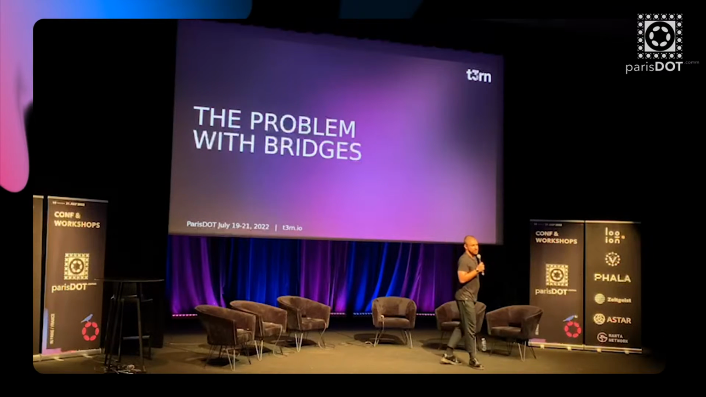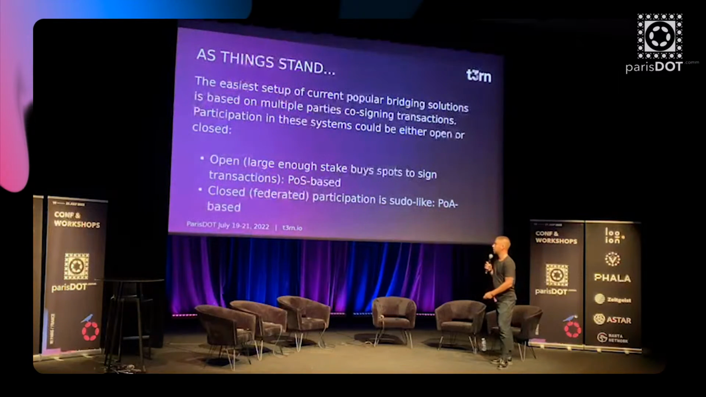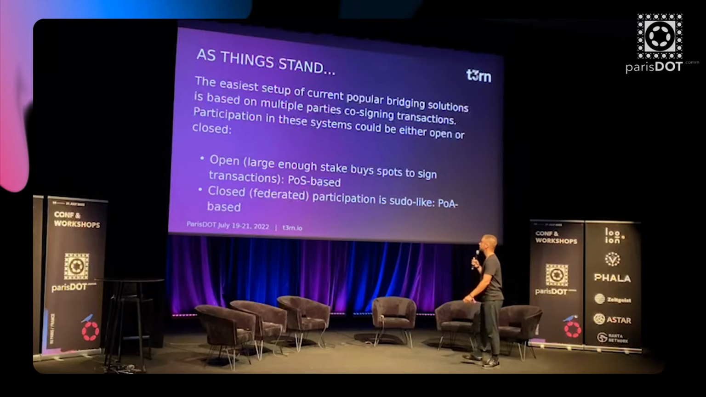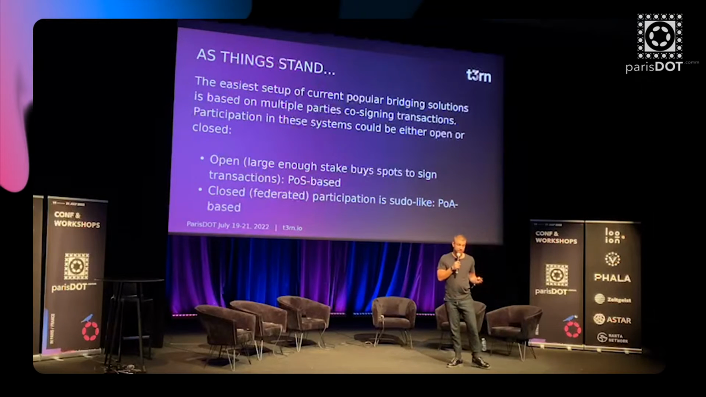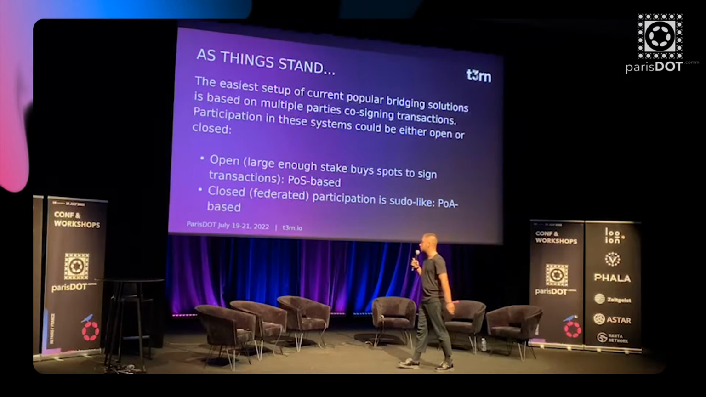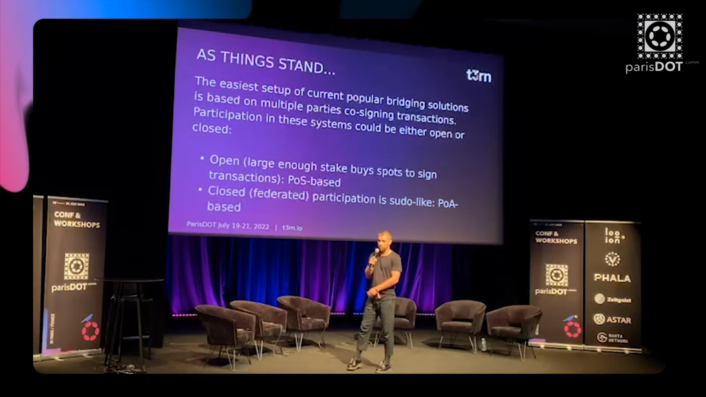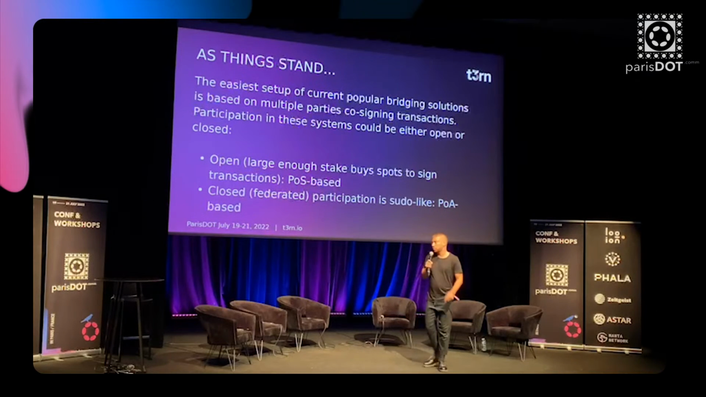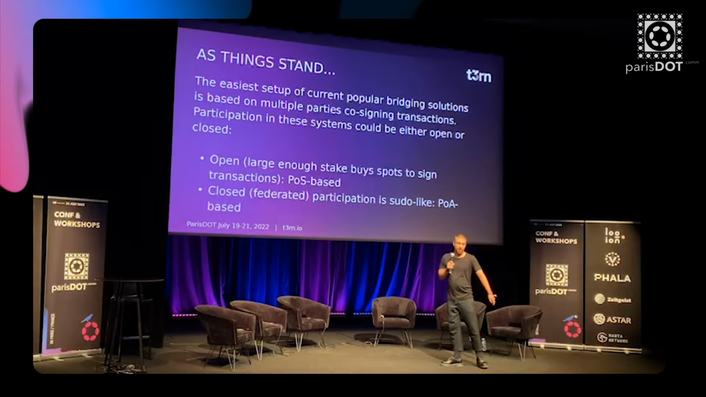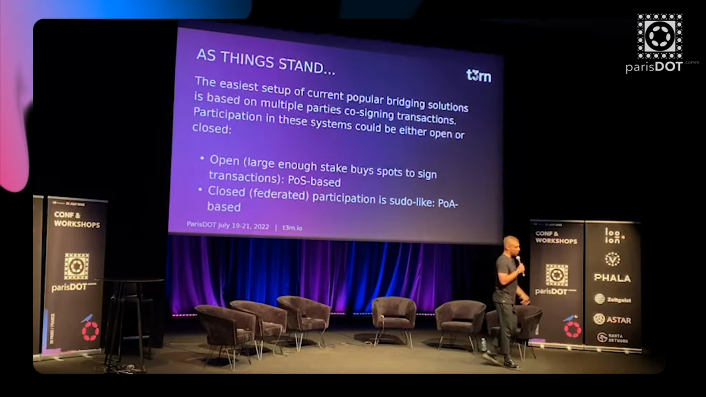So the state of things now, well, the problem with bridges, I'd say, is probably quite clear. As bridges stand now, the easiest setup is essentially either closed, federated systems and proof of authority models, or open and large proof of stake models. Both aren't without their flaws. Proof of authority models obviously don't tie into what the real spirit of blockchain and open source is and should be.